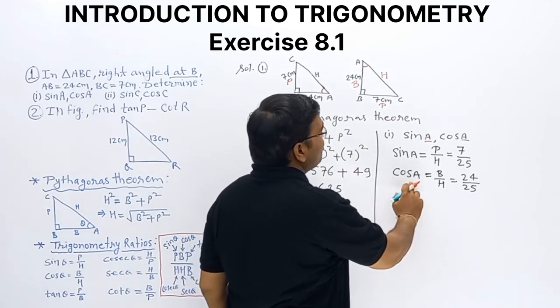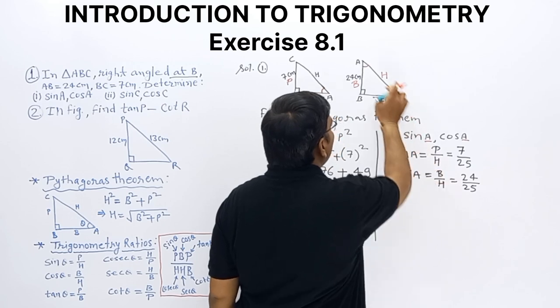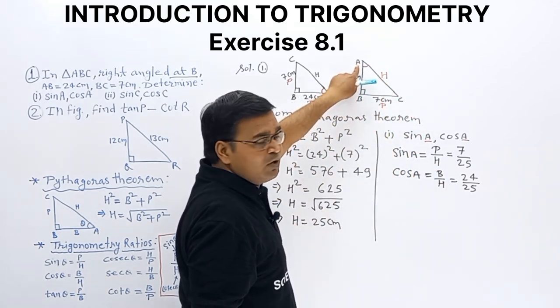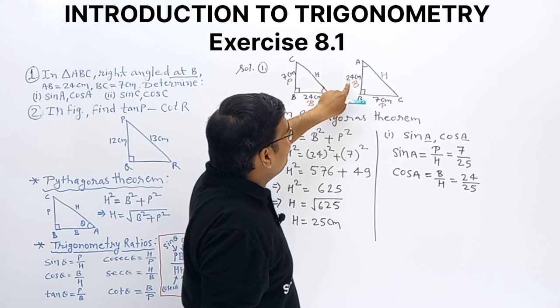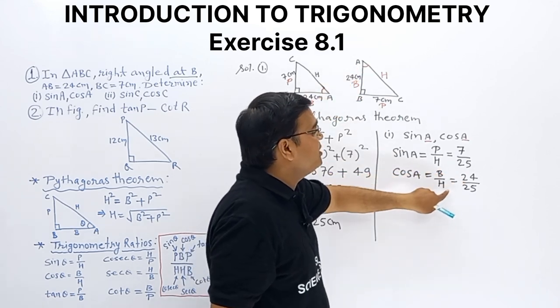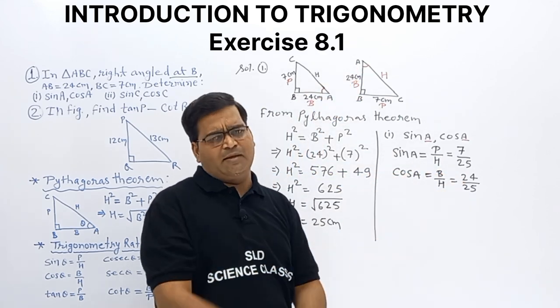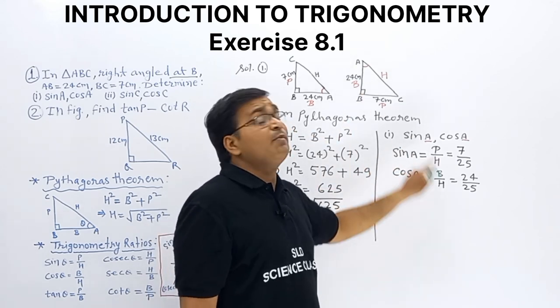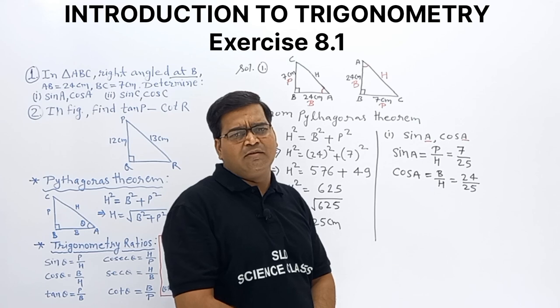Now cos A. Cos A is what? Base upon hypotenuse. For this case, what is the base? It's adjacent. This is the angle of reference, so its adjacent is the base. Base is 24. Hypotenuse is 25. In both diagrams, we are getting the same answer. Are you getting it or not?